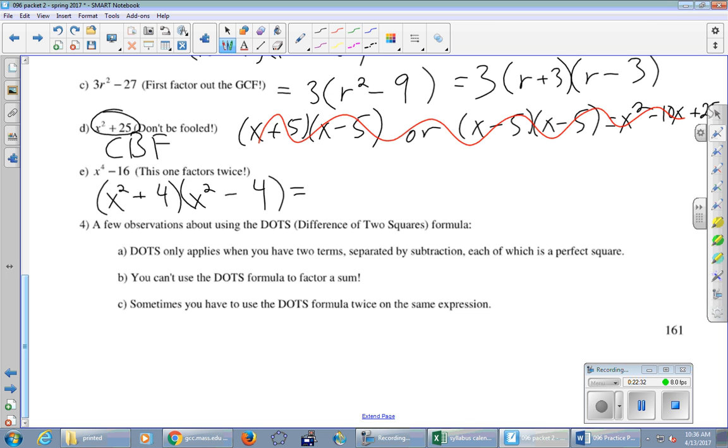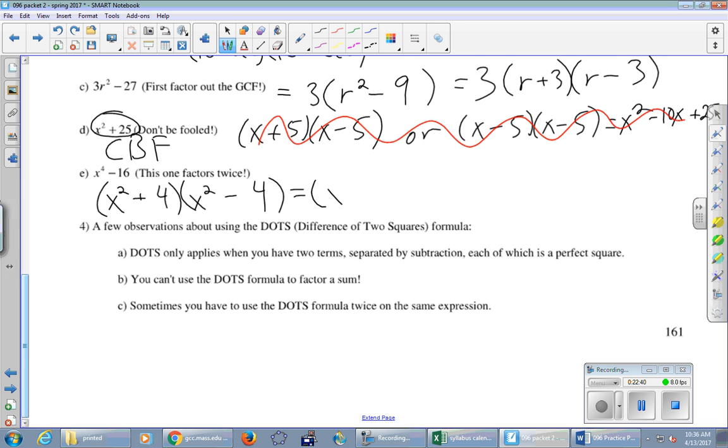Okay, take a look at the x squared plus 4. Why can we not use our brand new formula here? Because it's not a difference, it is a plus. So that one, we cannot go anywhere. Just copy it down. But the other one, x squared minus 4, is it two terms? Yeah. Does it subtract? Yeah. Are they both perfect squares? Yeah. So give yourself two blank parentheses, giving 3 altogether for this problem. See if you can fill them in.